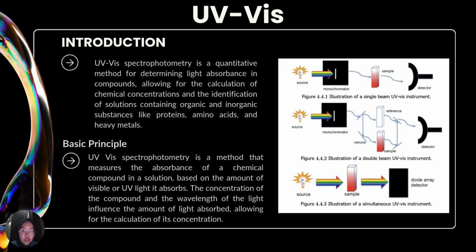Next is UV-Vis. UV-Vis spectrophotometry is a quantitative method for determining light absorbance in compounds, allowing for the calculation of chemical concentrations and the identification of solutions containing organic and inorganic substances like proteins, amino acids, and heavy metals. The basic principle of UV-Vis is a method that measures the absorbance of a chemical compound in a solution based on the amount of visible or UV light it absorbs. The concentration of the compound and the wavelength of the light influence the amount of light absorbed, allowing for the calculation of its concentration.